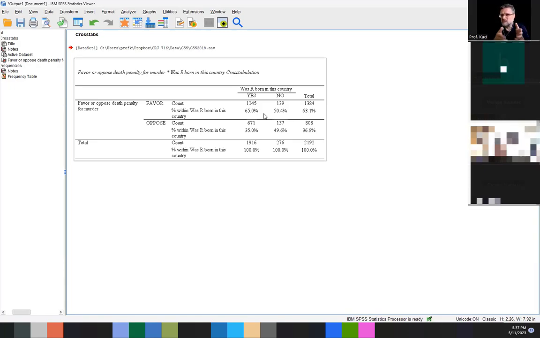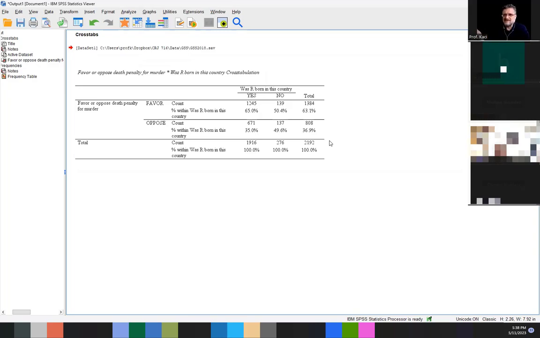Whether the person is born in the country does not really affect how their opinion on death penalty is. But in this case, it does. In my opinion, even though I don't know the chi-square yet, I can say that this difference is significant. Almost 15% difference in an opinion is rather large. Okay, so that's how you analyze or interpret the percentages in the cross tabulation.